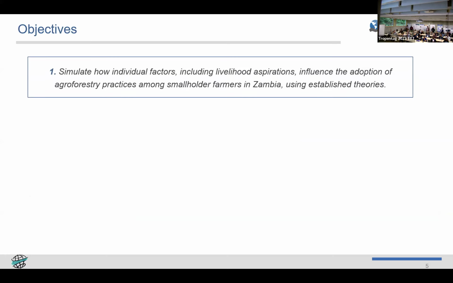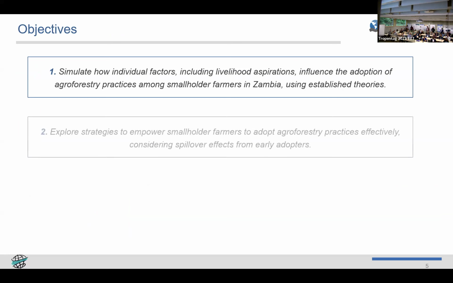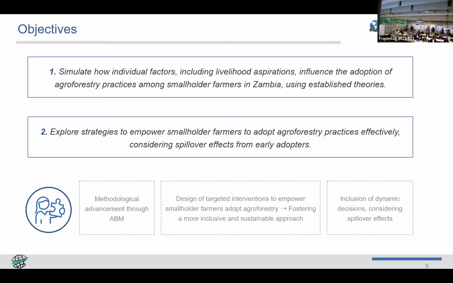For our objectives, we first want to simulate how individual factors, including livelihood aspirations, influence the adoption of agroforestry practices among smallholder farmers in Zambia. And second, we want to explore strategies to empower smallholder farmers to adopt agroforestry practices effectively, also considering spillover effects from early adopters to non-adopters.